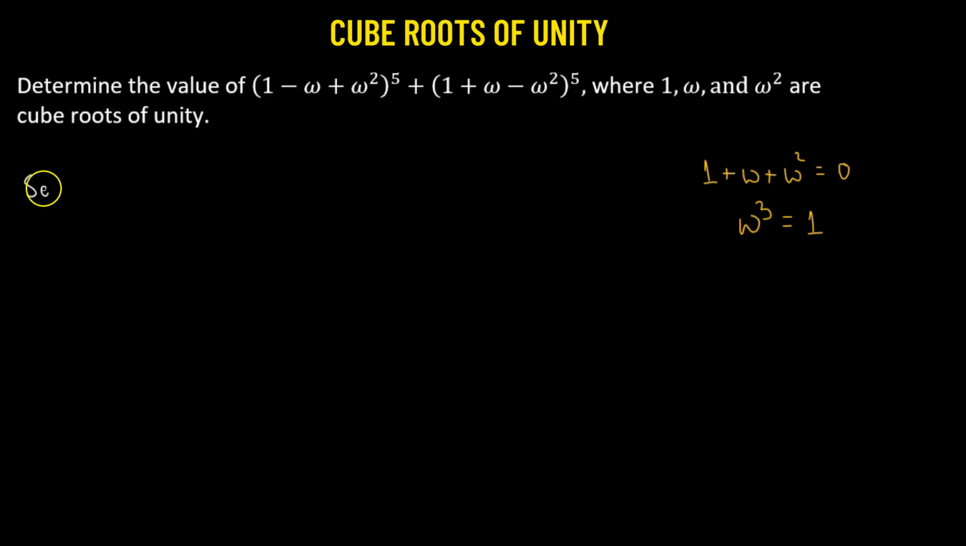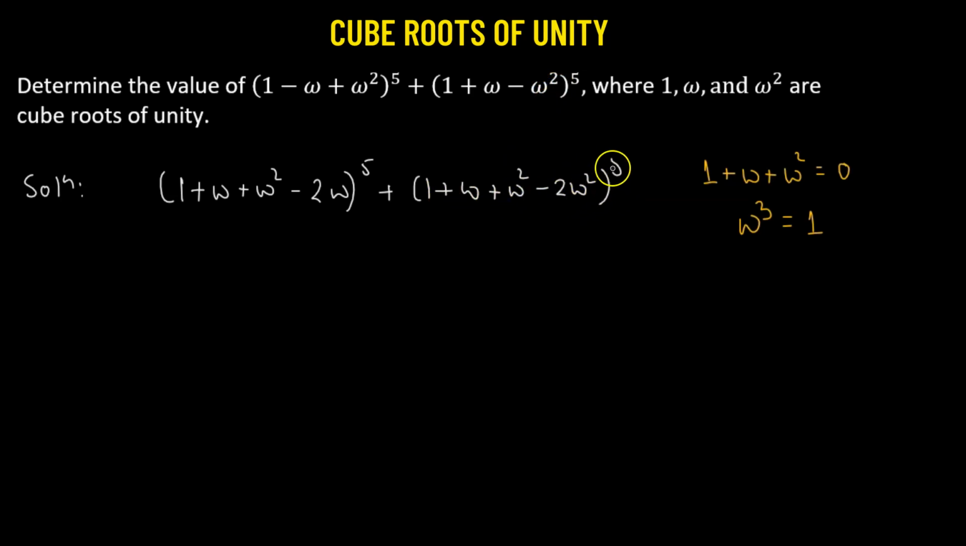So let's begin. Here we have 1 minus omega plus omega squared, which can also be expressed as 1 plus omega squared, but we need minus omega, so we subtract 2 omega from it, raised to the power of 5. Similarly, for the second term, we have 1 plus omega, negative omega squared, but we make it positive omega squared and subtract 2 times omega squared from it, raised to the power of 5. In doing so, the sum of the roots becomes 0. So we have negative 2 omega raised to the power of 5 plus negative 2 omega squared raised to the power of 5. That means negative 2 raised to the power of 5.